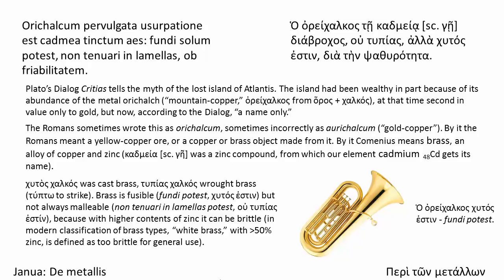By it, the Romans meant a yellow copper ore, or a copper or brass object made from it. By it, Comenius means brass, an alloy of copper and zinc. Cadmea ge was a zinc compound from which our element cadmium gets its name. Kutos kalkos was cast brass, tupias kalkos wrought brass from tupto. Brass is fusible, fundi potest, cutosistin, but not always malleable, non tenuari in lamellas potest, utupiasistin, because with higher contents of zinc, it can be brittle, friabile, psatiros. In modern classification of brass types, white brass with greater than 50% zinc is defined as too brittle for general use.